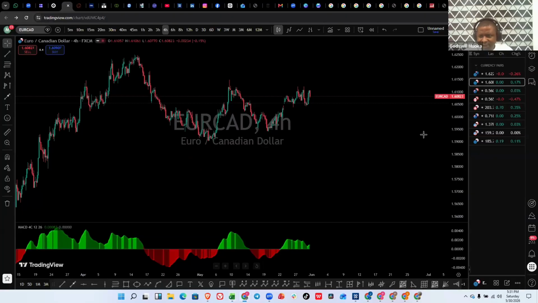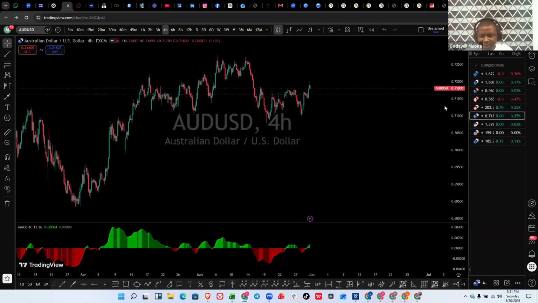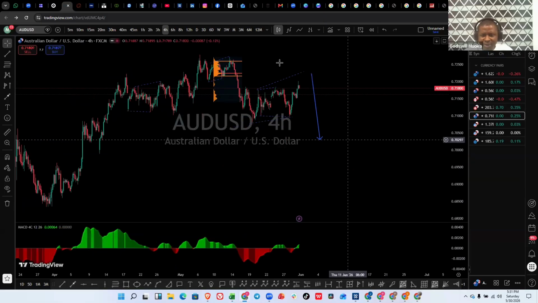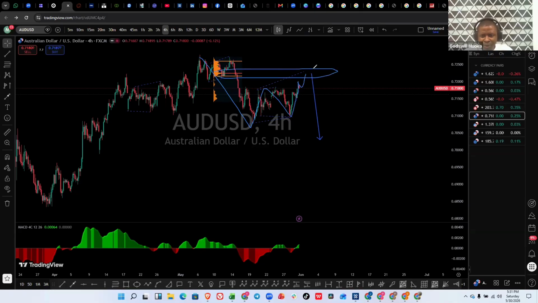So Aussie dollar, this is it. For Aussie dollar, I'm looking for a sell setup. Here we have gotten a push to the downside. Price is giving us a corrective structure here, so maybe a slight correction up around this level. I'm going to be looking for a sell setup, at least to take away this level.